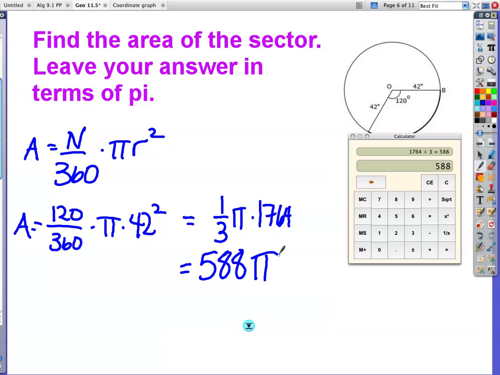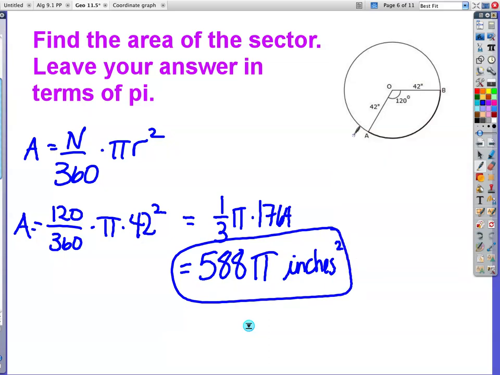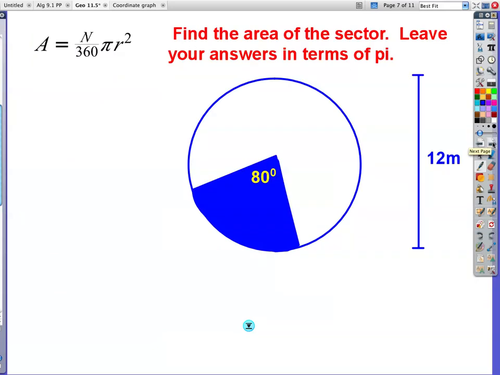You could put units squared. I think they actually have this in inches. You could also put inches squared behind this for a label. All right, next one. We have another sector here. Find the area of the sector.